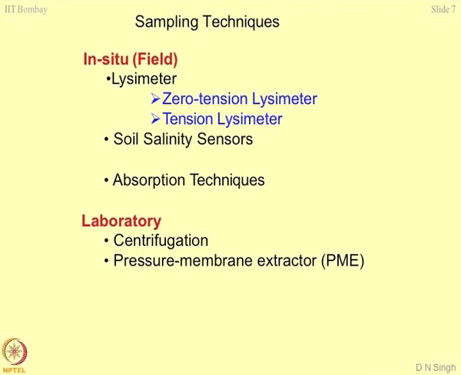So when we talk about lysimeters, there are two categories of lysimeters. One is zero tension lysimeter, another one is tension lysimeters. In your perception, what is meant by zero tension lysimeter and tension lysimeter? And what is the difference between the two?